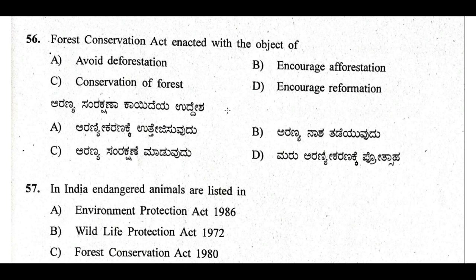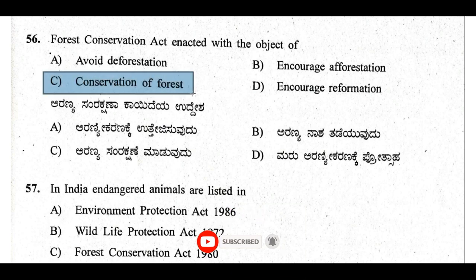So, the act was enacted with the main object to stop the deforestation, to control the ongoing deforestation and conservation of the forest. So, option C, conservation of the forest, is the right answer.